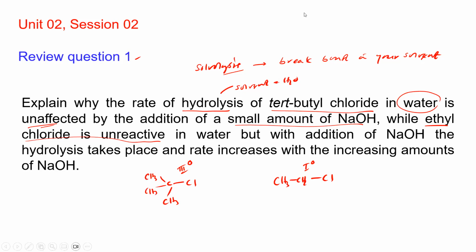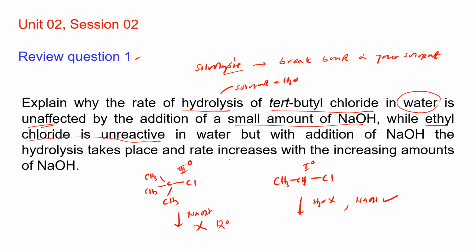So the question is, for the hydrolysis of tertiary butyl chloride, they say adding sodium hydroxide has no effect, and this happens in water efficiently. But for the hydrolysis of ethyl chloride, in water it does not happen, but if you add a little bit of sodium hydroxide, the reaction will happen. And if you increase the amount of sodium hydroxide added, the rate will increase.